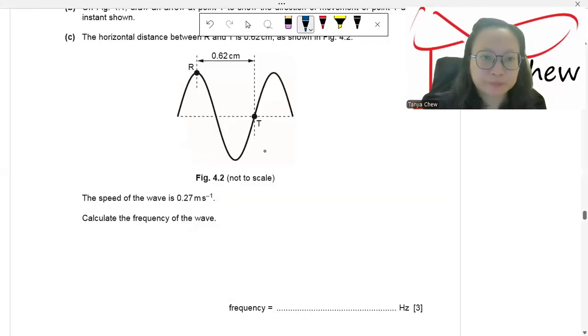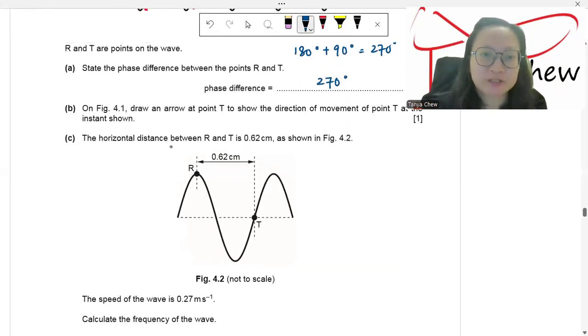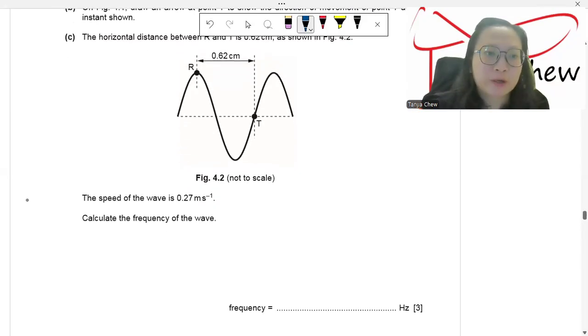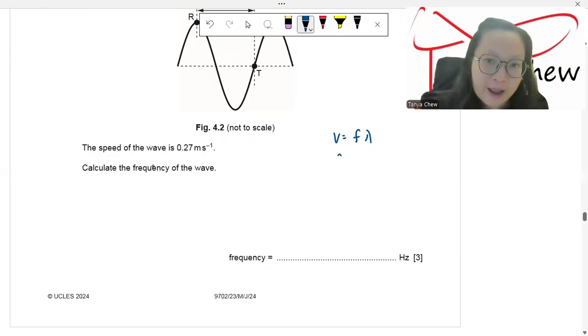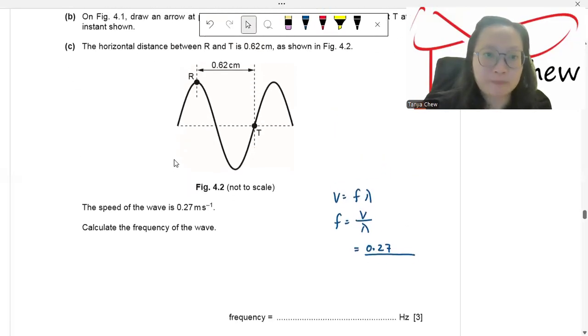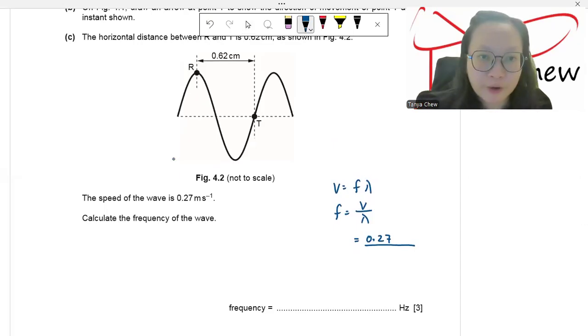Now the next one. The horizontal distance between R and T is 0.62 cm, as shown in Fig 4.2. The speed of the wave is 0.27 meter per second. Calculate the frequency of the wave. I am going to use V equal to F lambda to calculate the frequency of the wave. F is equal to V over lambda. V is given, not a problem. 0.27 is V. But lambda, the wavelength, is not being given. Now, how do I do?